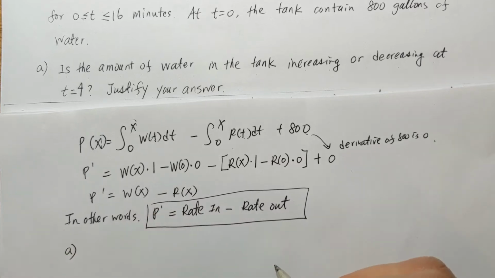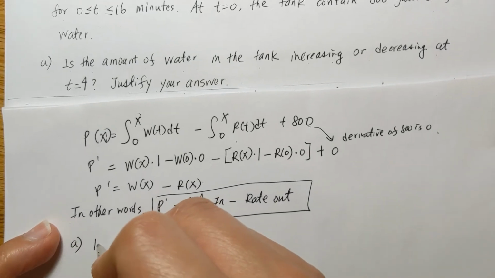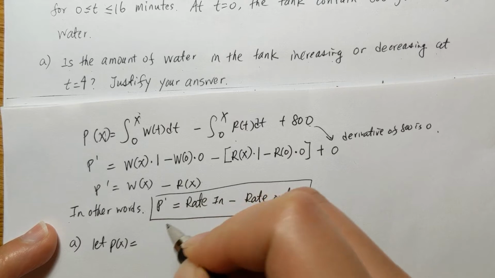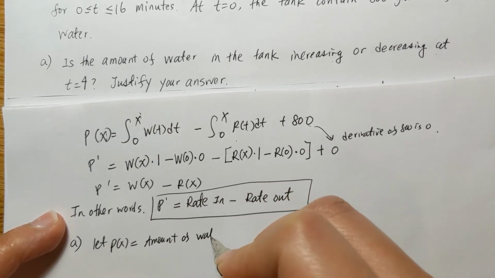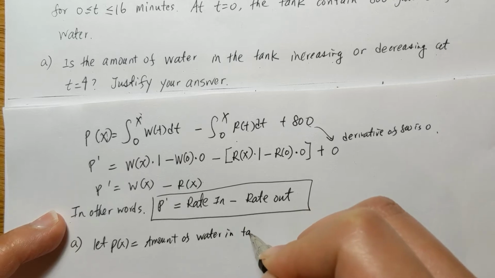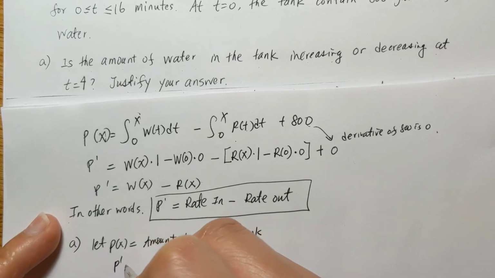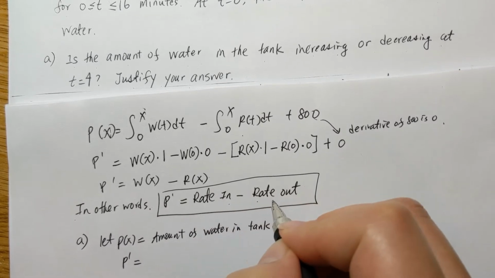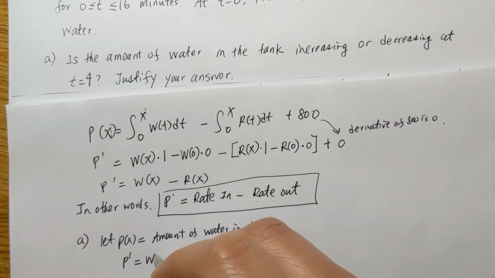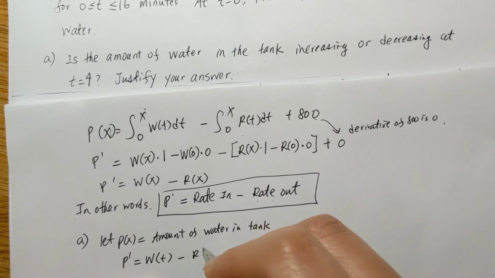So in part A, we said let P of x equal the amount of water in the tank. Then P prime equal to the rate in minus the rate out. So we get W of t minus R of t.